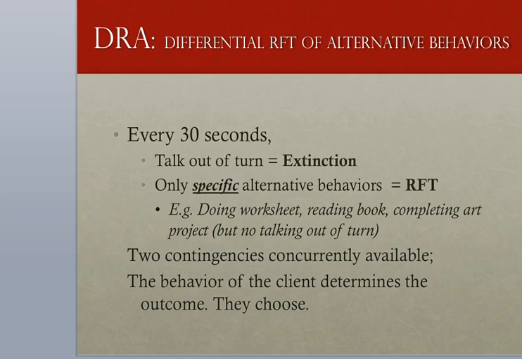The two contingencies are available concurrently at the same time, and the behavior of the client determines the outcome. So the client themselves choose whether they want to engage in a behavior that produces extinction or engage in a behavior that produces reinforcement.